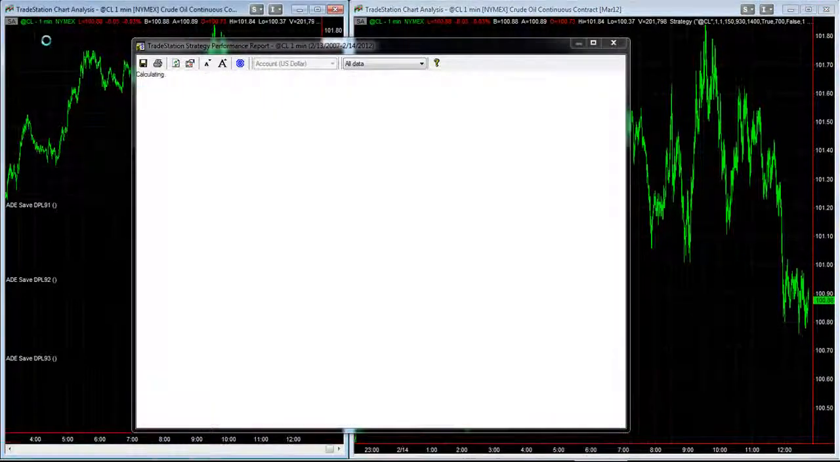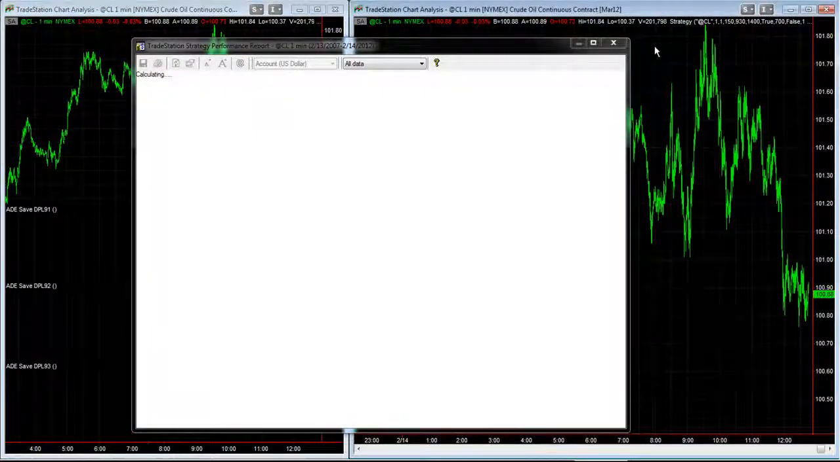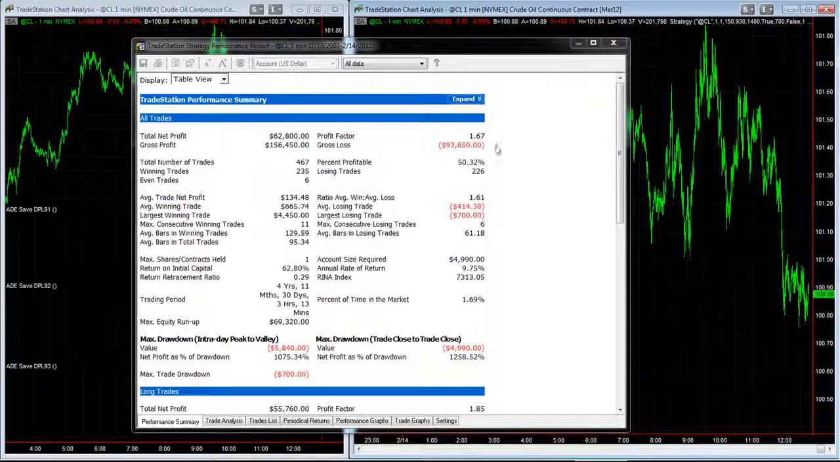Originally our strategy had 747 trades, and so with this we're getting 467 trades, 5840 drawdown. That's still lower. So that is the better entry algorithm.